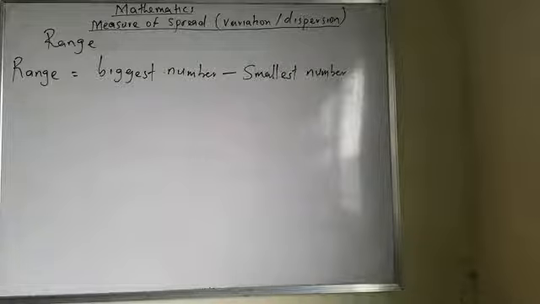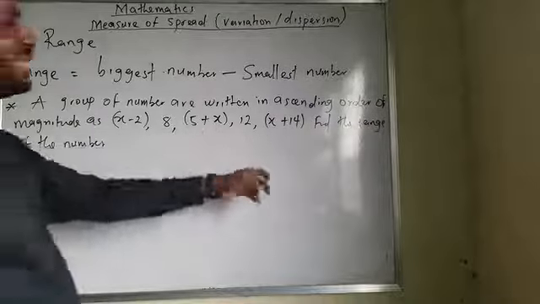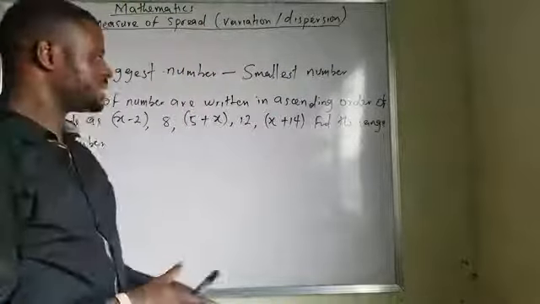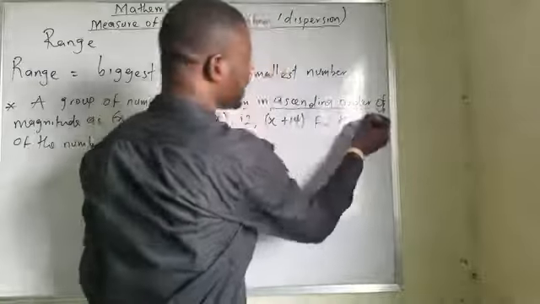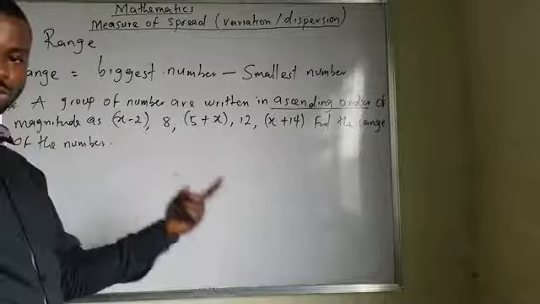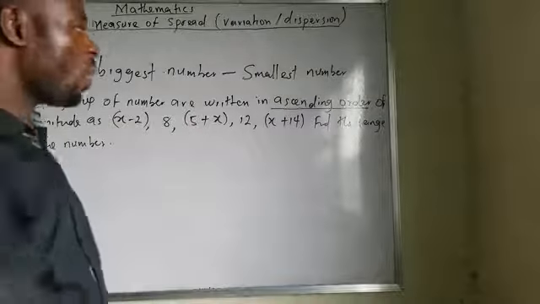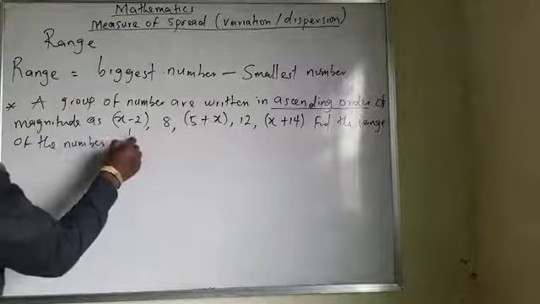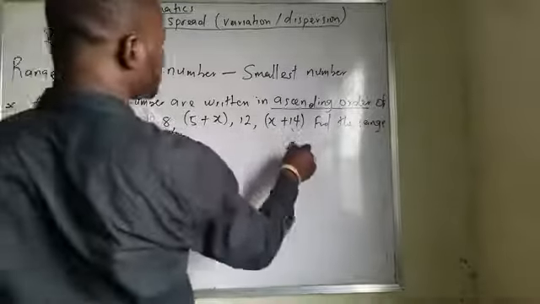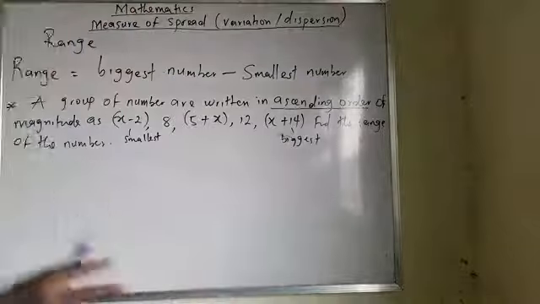Now, look at this information. Permit me to write it down. Look at this problem. A group of numbers are written in ascending order. Please, the most important thing in this place is ascending order. Take note of that. If it is descending order, it means from the biggest to the smallest. With the word ascending, you will know that this is the smallest, and this is the highest or biggest.